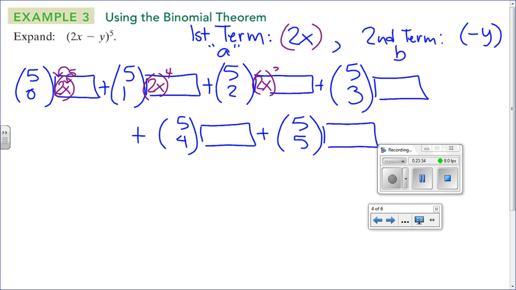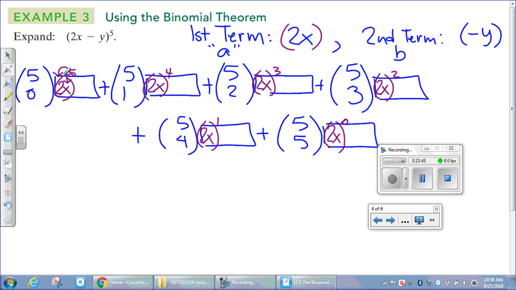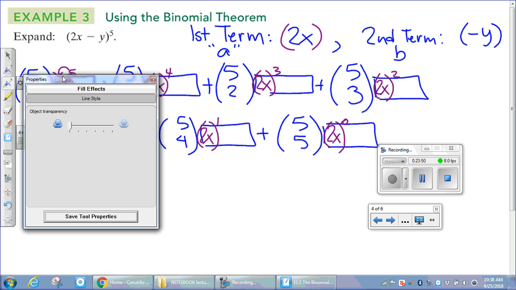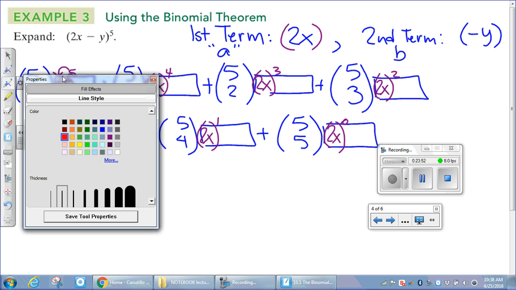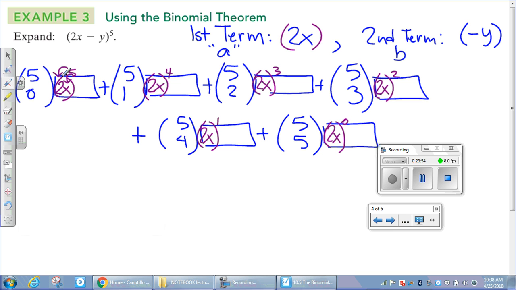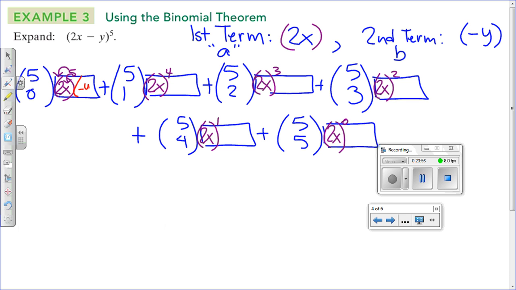So I'm just decreasing the powers of the 2x until I get to 0. Okay, now I'm going to do the same with the negative y. So my first one is just negative y to the power 0.